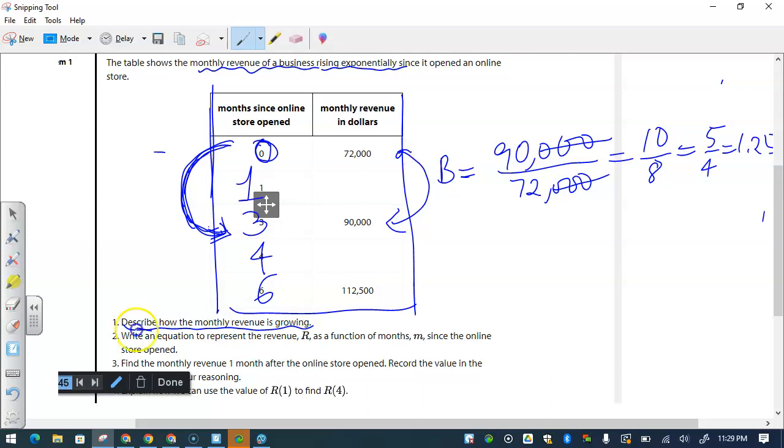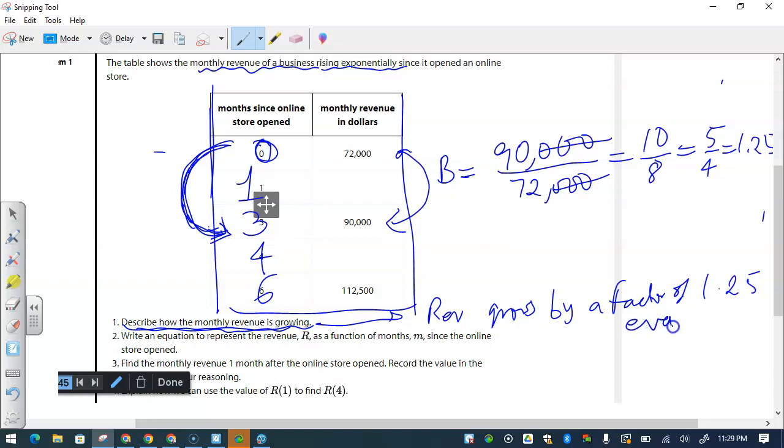So the first question: describe how monthly revenue is growing. We can write the answer here, saying the revenue grows by a factor of 1.25 every 3 months. Okay? So every 3 months. And again we can check here also.